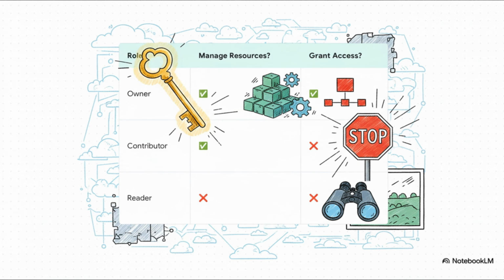The owner role, that's the master key. They can manage resources and they can grant access to other people. Now look at contributor. They can also manage resources, but see that big X in the second column? They cannot give access to anyone else. That is the critical difference. And a reader? Well, they're like window shoppers. They can look, but they definitely can't touch.